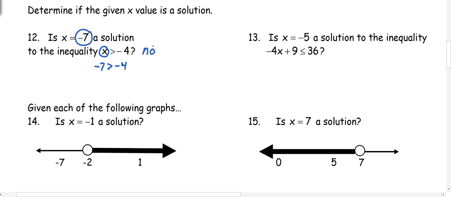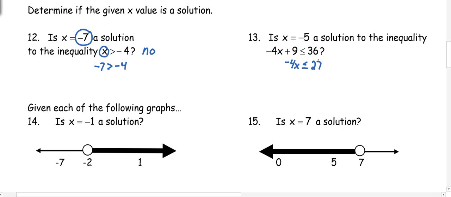Number 13, when you're given a value with an equation, you can do one of two things. You can solve for x, or you can just substitute x in right away. I'm going to solve for x just to practice solving. So we can subtract 9 from both sides, and we get negative 4x is less than or equal to 27.